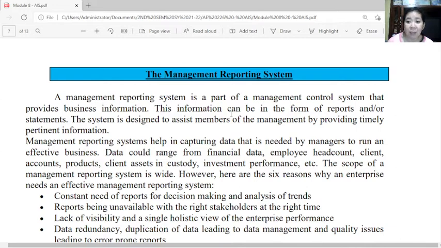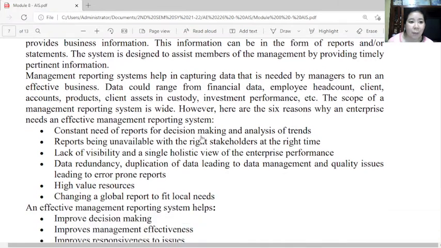So this information can be in the form of reports or financial statements. This is also designed to assist members of management to provide timely, pertinent information. Okay? So MRS helps in capturing data needed by the management to run an effective business. And the data provided with this system could range from financial data, even non-financial data, such as employee count, client accounts and products, client assets in custody, investment performance, and others. So the scope of MRS is very wide.